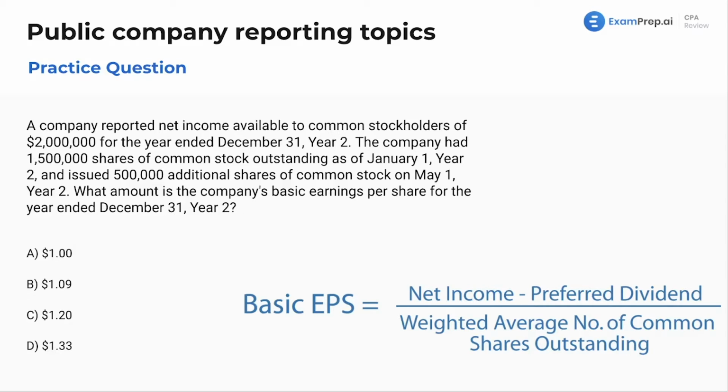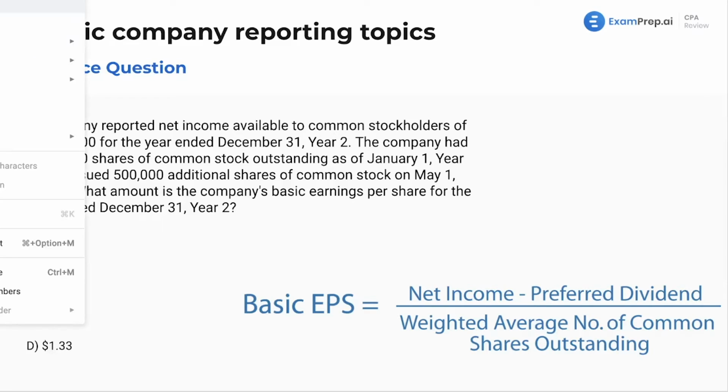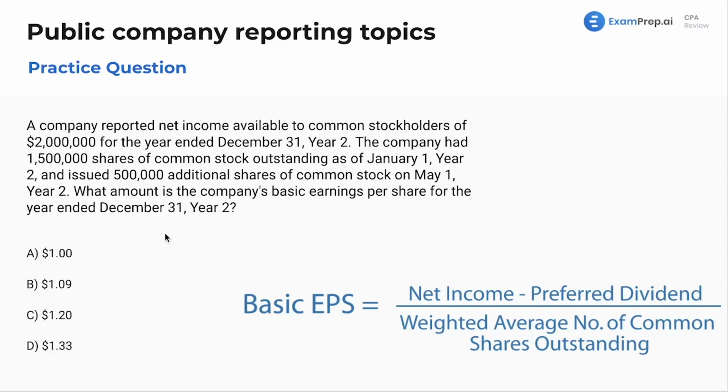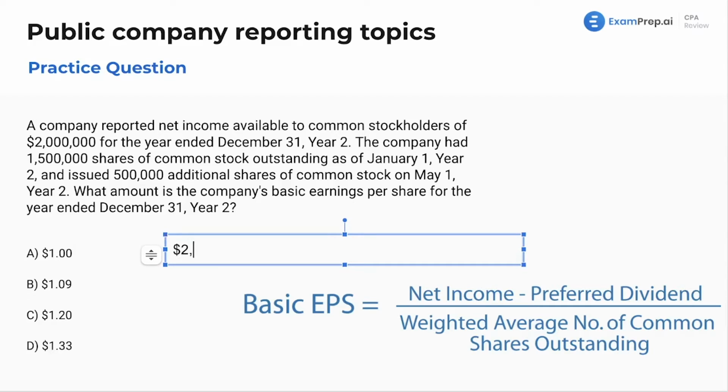Let's do our math. I always like to start off with what's given. Is there anything given to us here? Well, thank the Lord, they give us $2 million of net income. That's one less step that we have to worry about. I like it. So we are going to say $2 million divided by X. We don't have any preferred stock. There's no mention of preferred stock. And that's going to equal EPS.